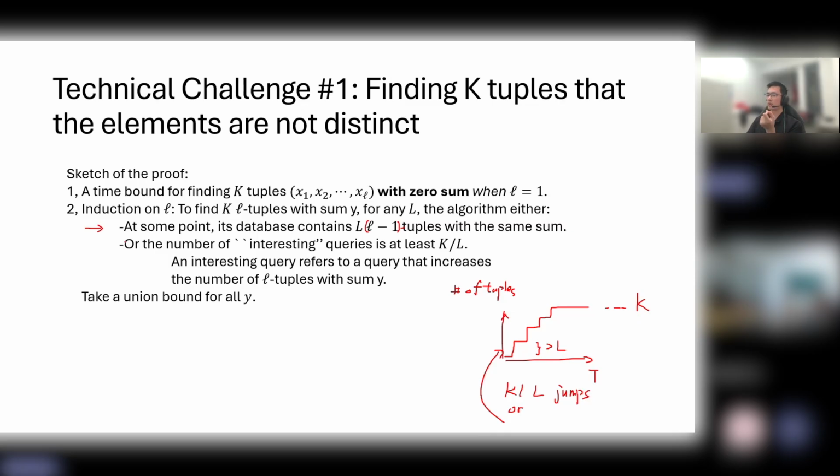After this, the second part is standard oracle recording techniques, because now you are not counting the number of tuples, you are only counting the number of interesting queries. Combining these two parts and applying a union bound over all y, you get a statement like: find k L-tuples with the same sum. This gives you the lemma you want to use in the next layer of the induction. So combining these two, we solve this challenge.